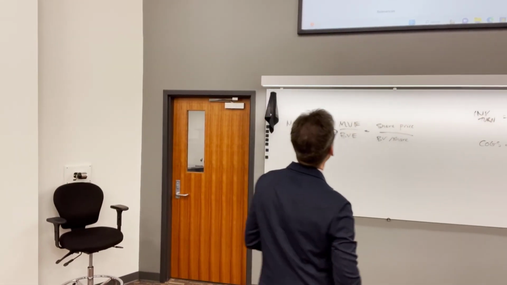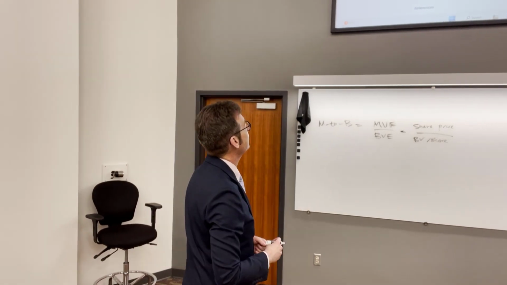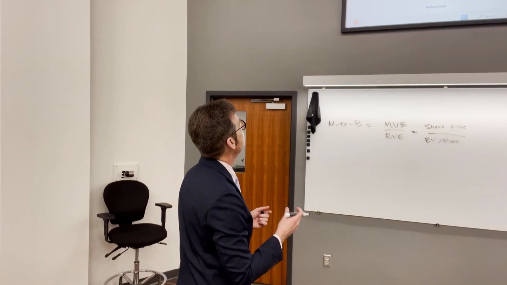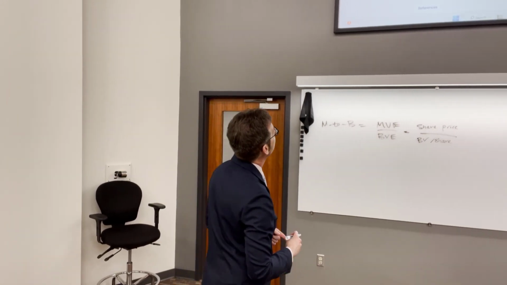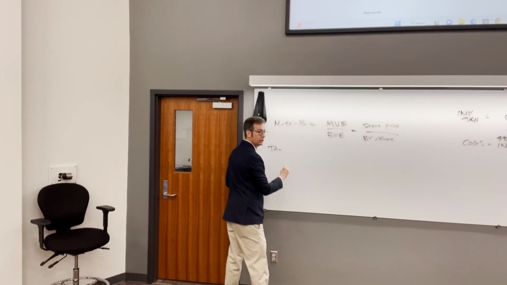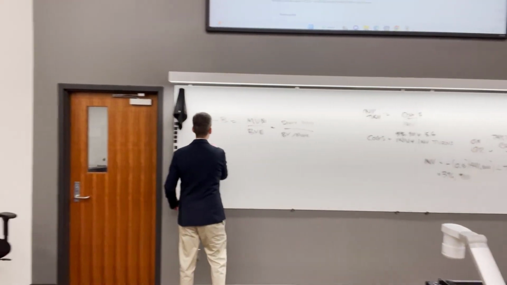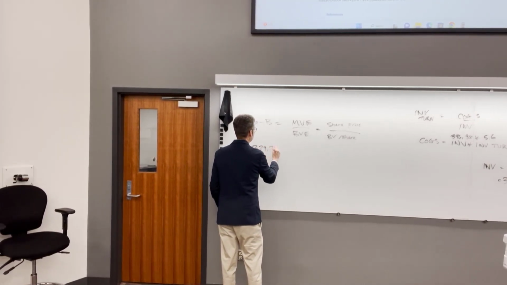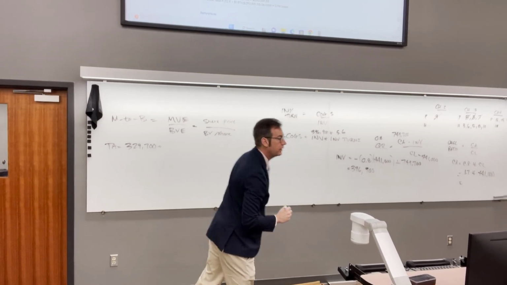So they're telling us we got net fixed assets of $329,700, current assets of $87,200. If you add those two together, what should you get? Total assets. Okay, so total assets is equal to $329,700. And what's the other number? 87.2.